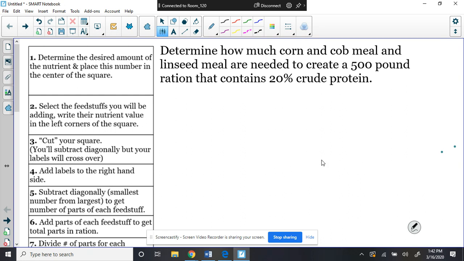So problem number 1 asks you to determine how much corn and cob meal and linseed meal are needed to create a 500-pound ration that contains 20% crude protein. Please note, corn and cob meal is 1 feedstuff.